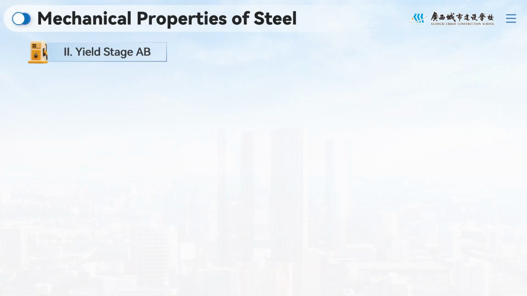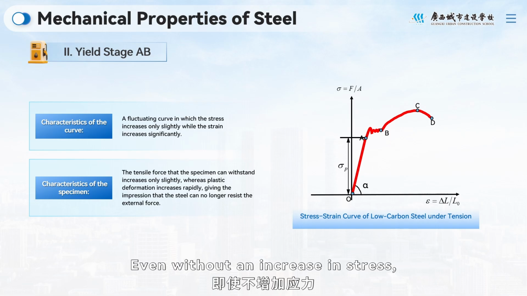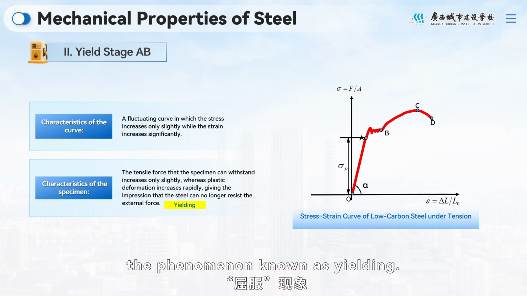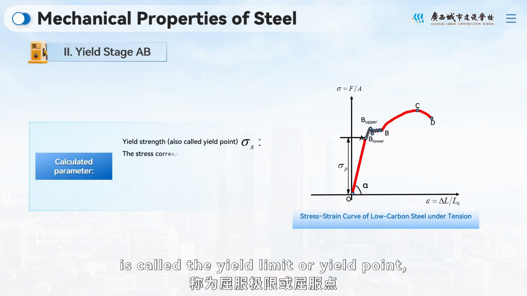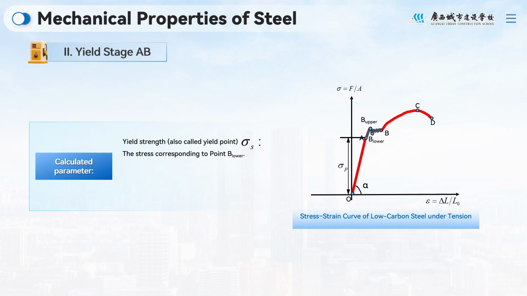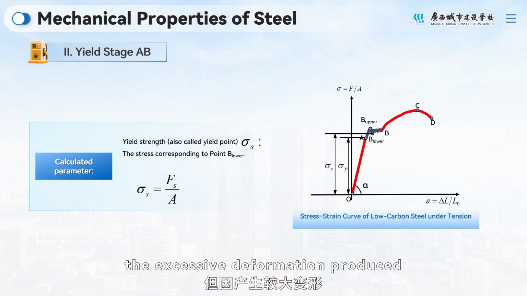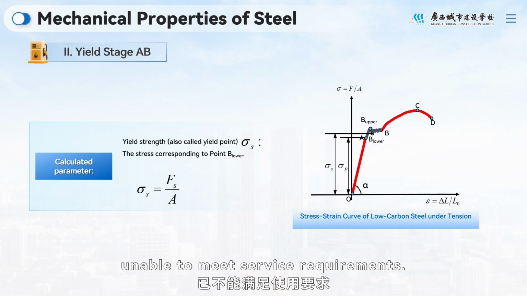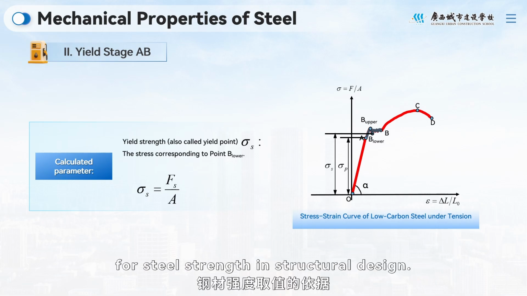During the yield stage, once the stress exceeds the elastic limit, stress and strain are no longer proportional. Even without an increase in stress, plastic deformation increases considerably, and the steel undergoes the phenomenon known as yielding. The minimum stress value at this stage is called the yield limit or yield point, denoted by sigma s. When the stress in steel reaches the yield point, although fracture has not yet occurred, the excessive deformation produced renders the structural member unable to meet service requirements. The yield strength sigma s is the reference value for steel strength in structural design.